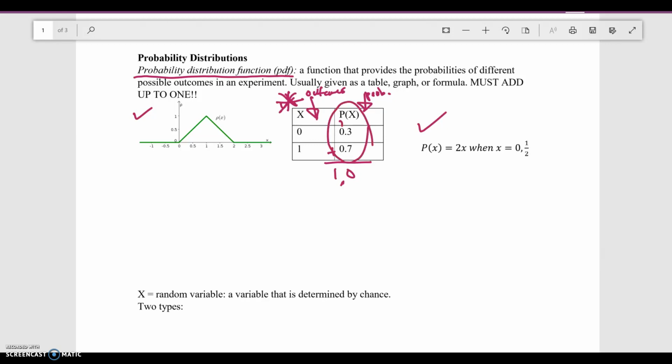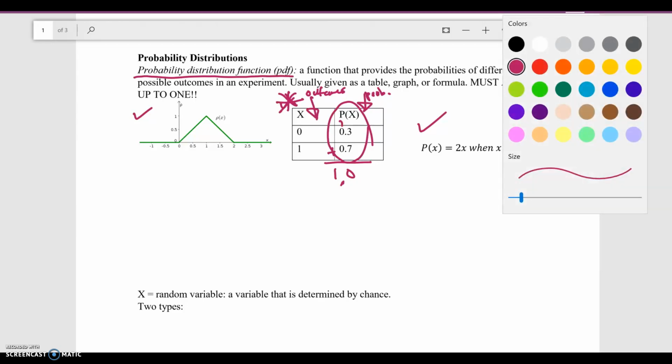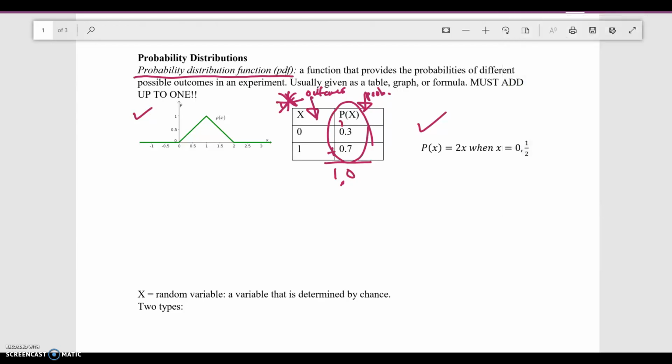For a graph, though, as we will see next week, how is it possible for me to add up things on a graph? Well, if you've taken calculus, you know that the area under a curve is actually the sum of all individual rectangles, Riemann sums. But if you don't know any calculus, it doesn't really matter, because all the probability is when you have a graph is the area under this curve. So we want to find out what this area is.